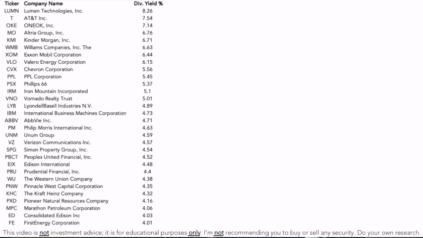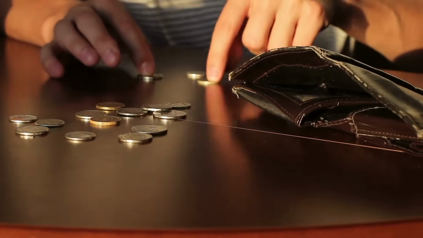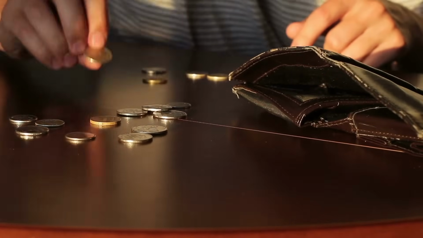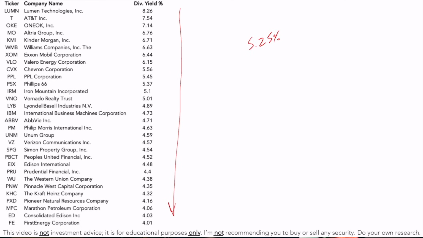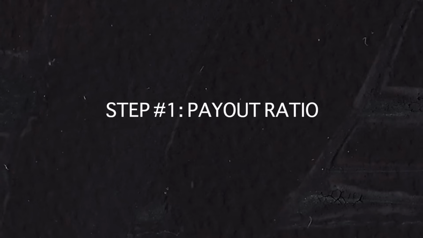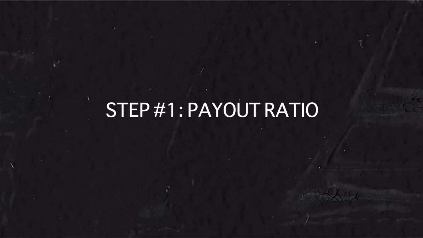So here is the initial portfolio. This is every stock in the S&P 500 sorted by dividend yield, top to bottom. And then I simply took the top 30. This list has a dividend yield on average of 5.25%, which sounds pretty appealing, especially when the 10-year US Treasury is yielding 1.3%. As enticing as this list of stocks may look at the surface, this is not a good portfolio. Fortunately, we're going to fix it, and we're going to start with payout ratio.